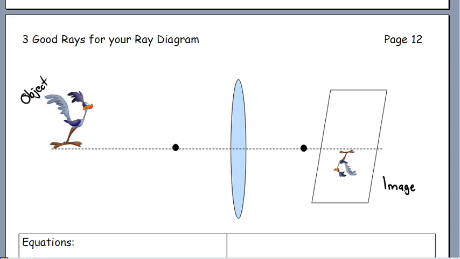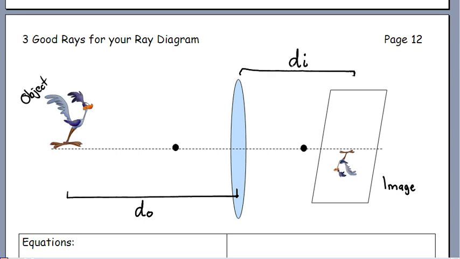There are some distances that are important to us. The distance from the object over to the glass, over to the lens, that's called our object distance, DO. And the distance from the lens until you get to the place where the image is formed, that's going to be our DI, the distance to the image. Okay, some rays to draw.